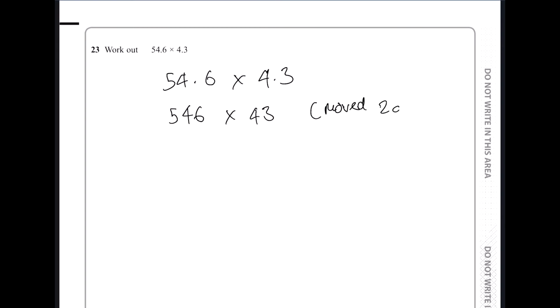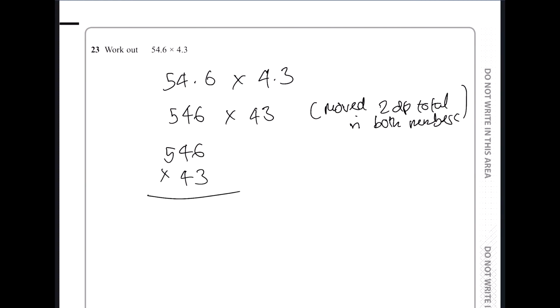Okay, next one, what I like to do when we're doing this is move the decimal points out. So this is the same as 546 times 43, moved 2 dp total in both numbers. So I just have to keep track, and then I reinsert the decimals back in. So if you do this, sort of lay it out like this.